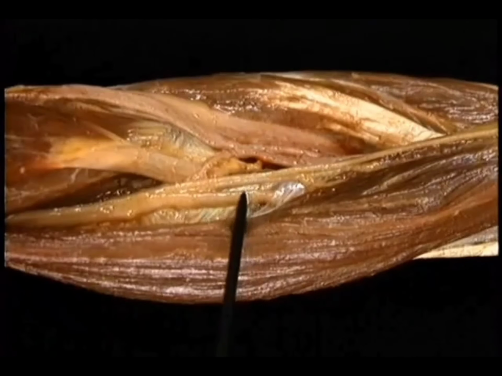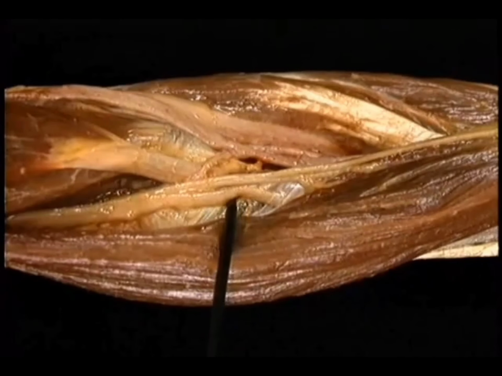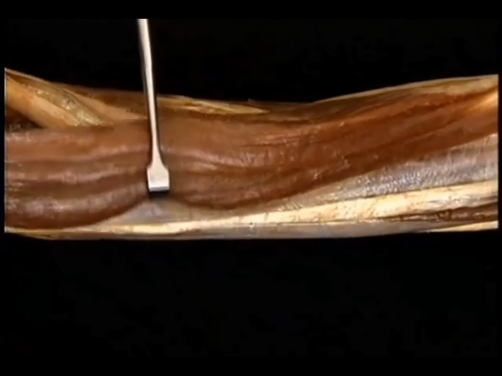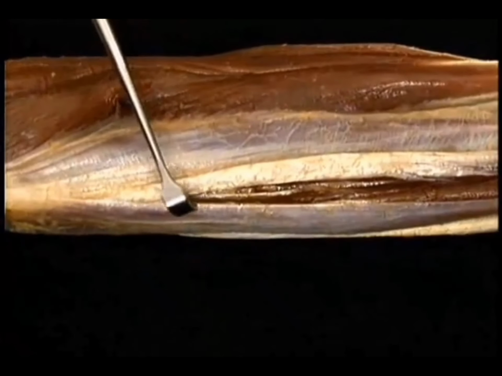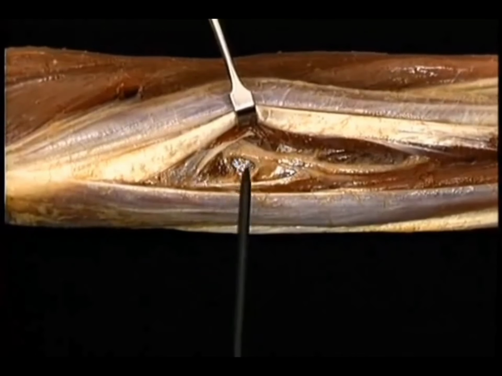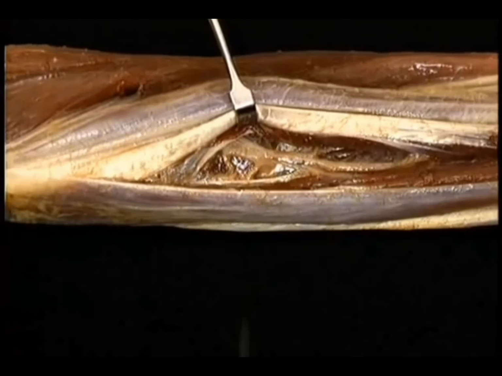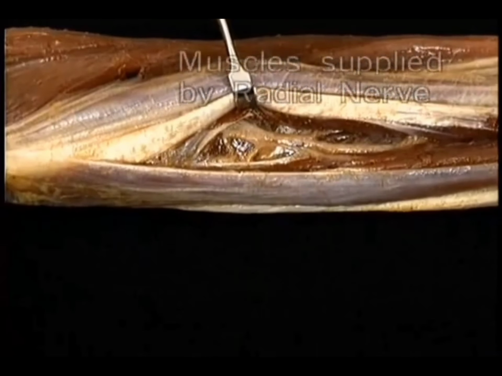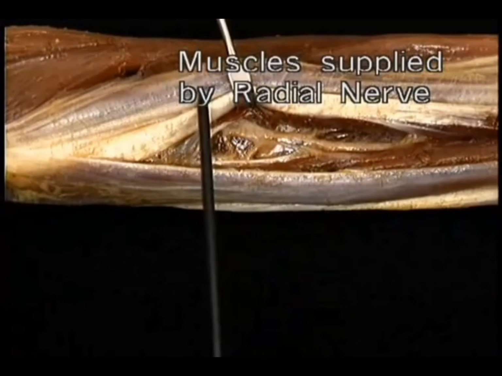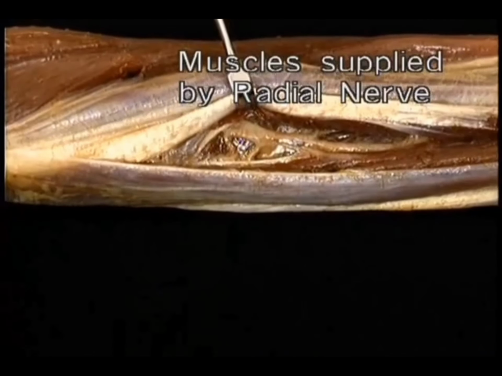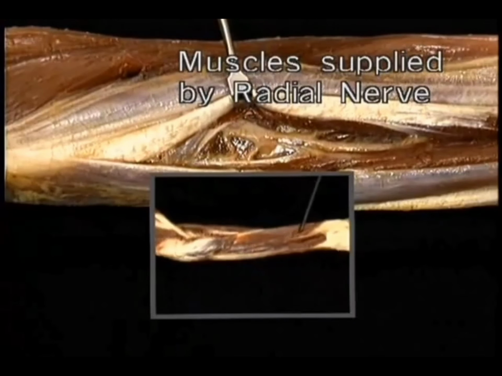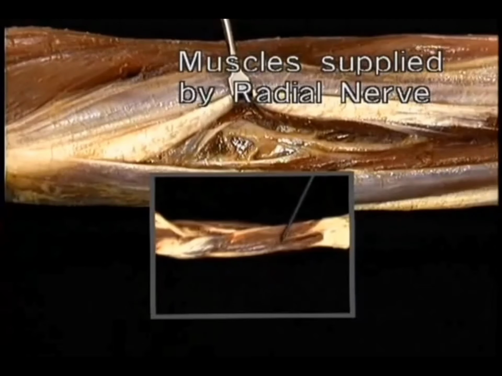The deep branch of the radial nerve, also known as the posterior interosseous nerve, is a motor nerve. It passes through the supinator and emerges here, deep to extensor digitorum. It breaks up into several branches. Between them, these supply extensor carpi ulnaris, extensor digitorum and the other two finger extensors, and these three long thumb muscles, abductor pollicis longus and extensor pollicis brevis and longus.